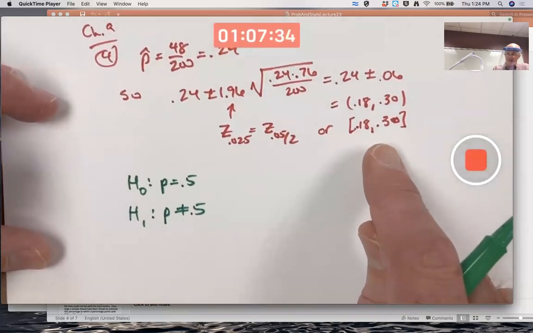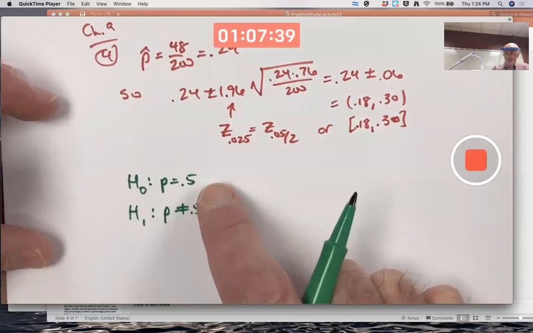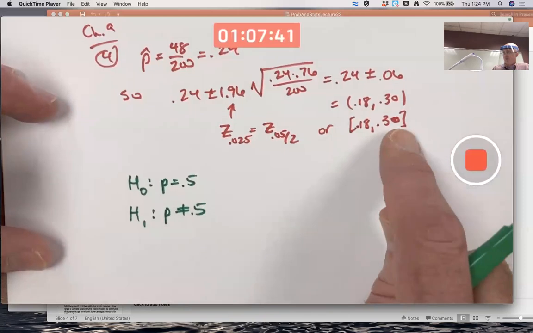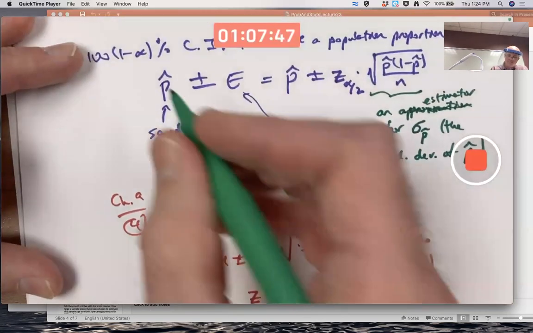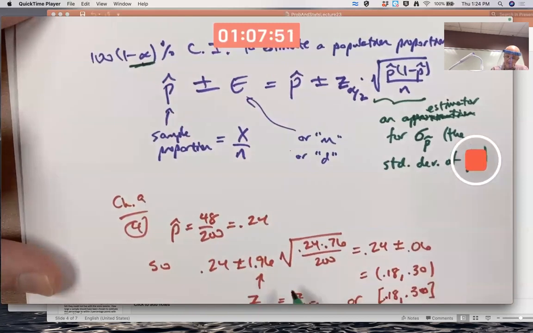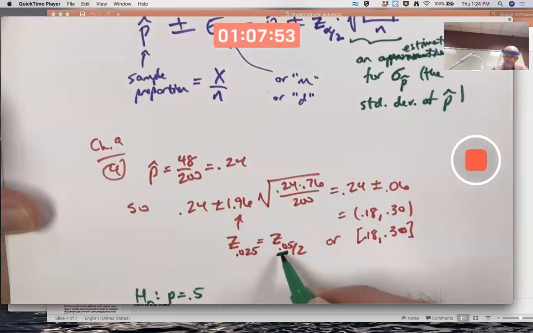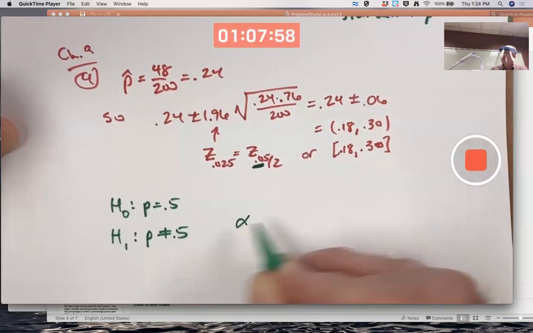even for example, in the case where the null were say 0.31 instead of 0.5, close to being in the interval, the alpha that you would have to use, well, the alpha that we used for the confidence interval, in this case 0.05 right there, would be the same alpha that you'd have to use for the level of significance for this test.